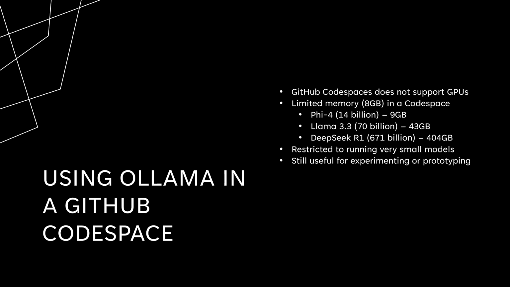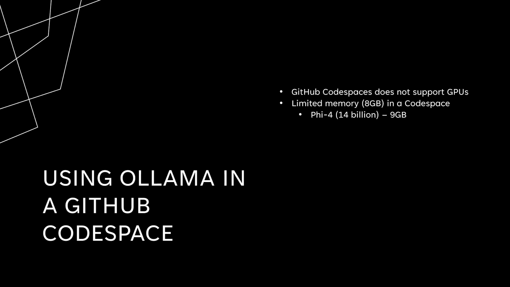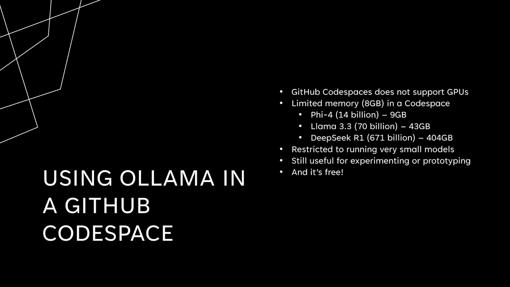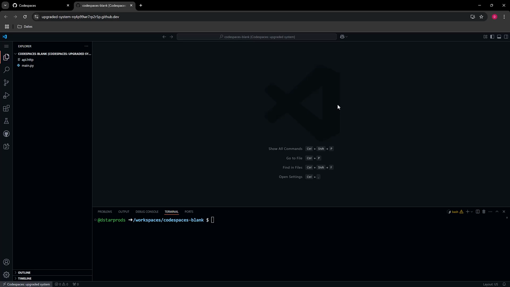This doesn't mean that running Ollama in a GitHub Codespace is useless, it's just not as capable as it might be on a machine with a dedicated GPU. You can still experiment with and prototype applications leveraging Ollama, and for free, as long as you stay within the free tier usage limits. Here I have a new GitHub Codespace created from the blank template.